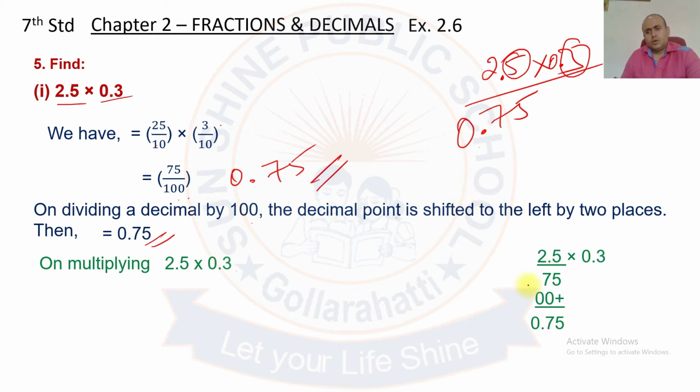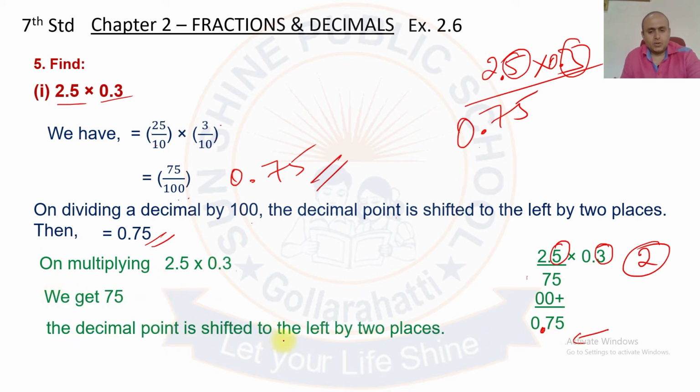That becomes 0.75. When you multiply 2.5 into 0.3, the answer we get is 75, and you have to place the decimal. We have a decimal before 1 digit here and before 1 digit here. Totally we have 2 digits after the decimal point. We have to place the decimal point before 2 digits in the answer. That becomes 0.75. The decimal point is shifted to the left by 2 places. Therefore, the answer is 0.75.